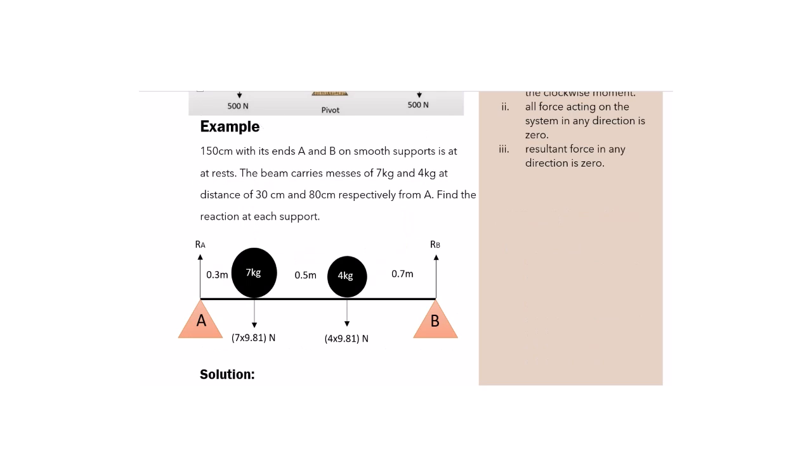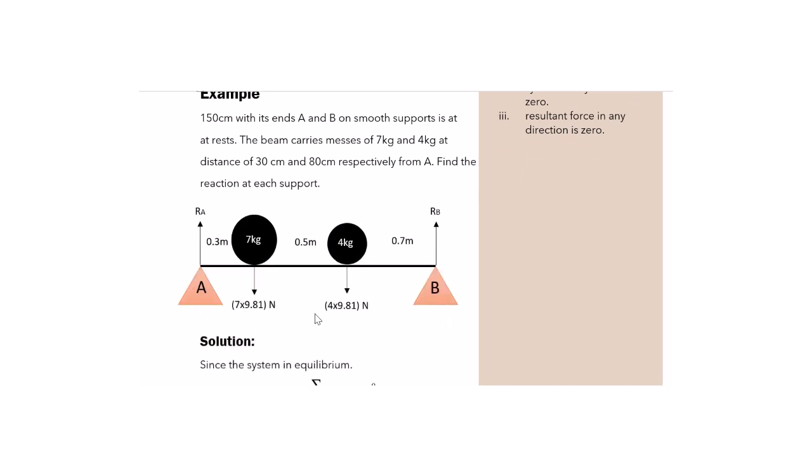Example here, we have a beam of 150 cm with its ends A and B on smooth supports, at rest. The beam carries masses of 7 kg and 4 kg at distances of 30 cm and 80 cm respectively from A. Find the reaction at each support. So here is the diagram for the situation.